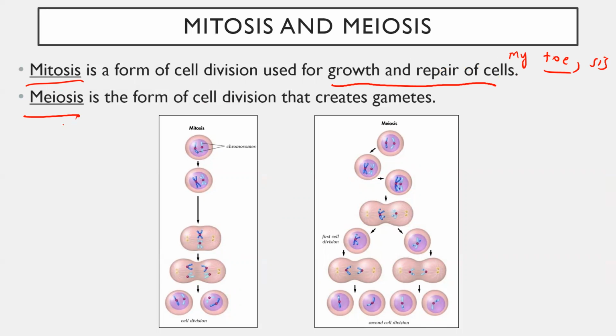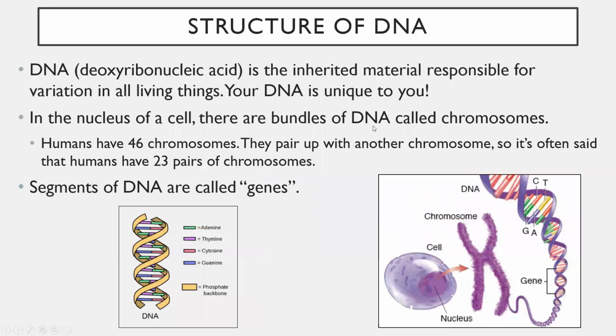So mitosis is for growth and repair of cells. Now, meiosis is the form of cell division that creates the gametes, right? So male and female gametes are produced by a process of meiosis, where there are a lot more steps involved. You don't have to know all those steps, but basically it just results in 4 daughter cells being produced. Each daughter cell has half the chromosomes of the original parent, okay? So meiosis produces the gametes. Mitosis is used for growth and repair of cells.